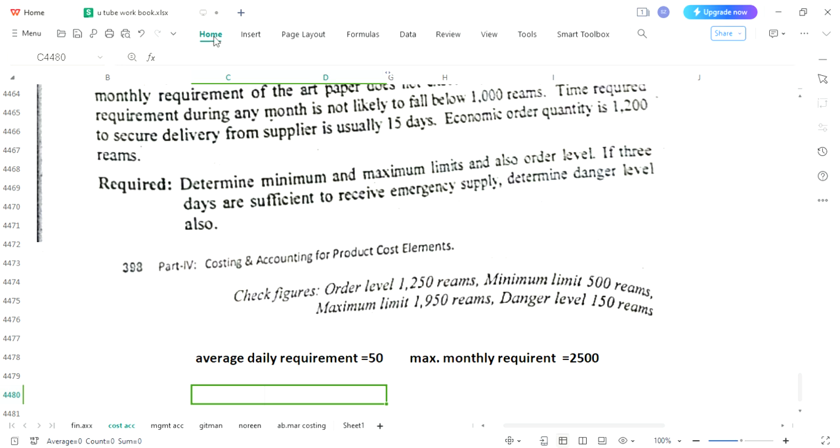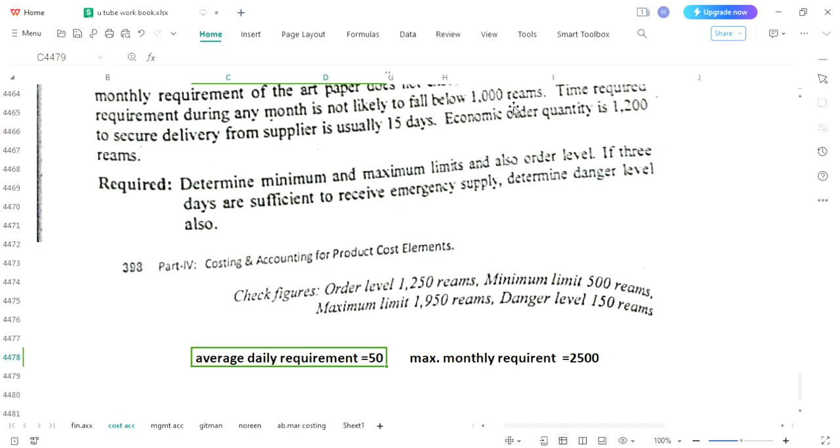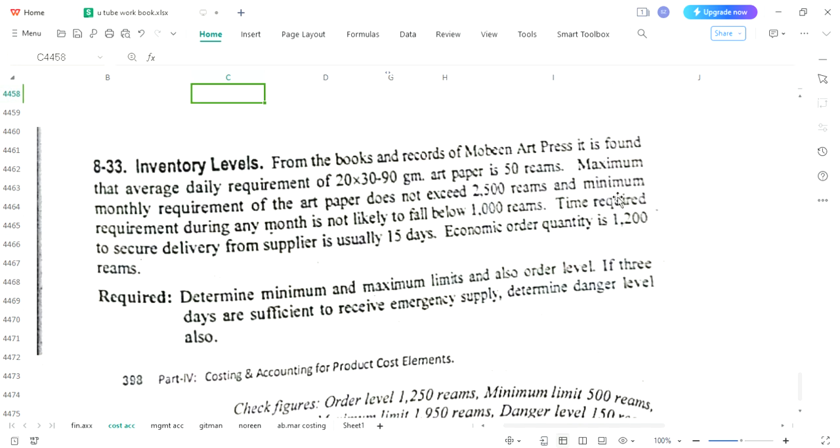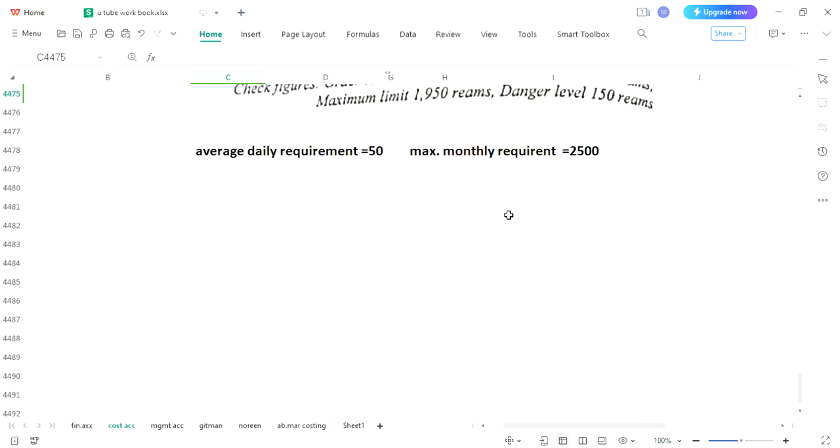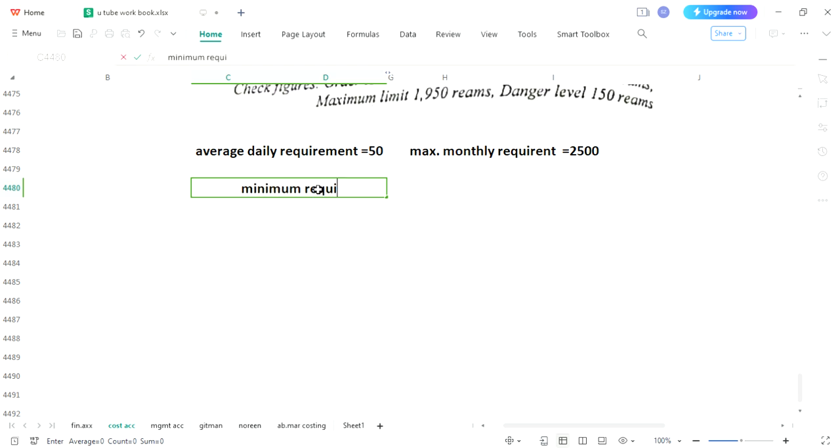Let's see what is next for us. Obviously, the minimum requirement is next, and you can see that your minimum requirement is 1000 reams. Please notice over here: minimum requirement during any month is not likely to fall below 1000 reams. So we have minimum 1000. Minimum requirement is 1000, and we will mention that this is also a monthly minimum requirement.